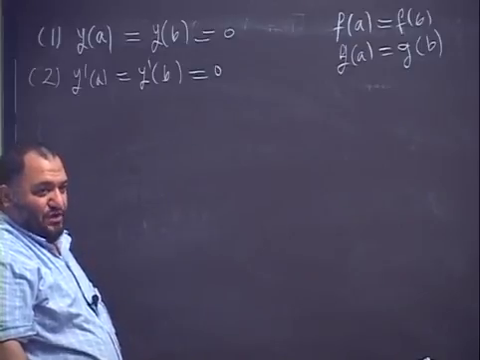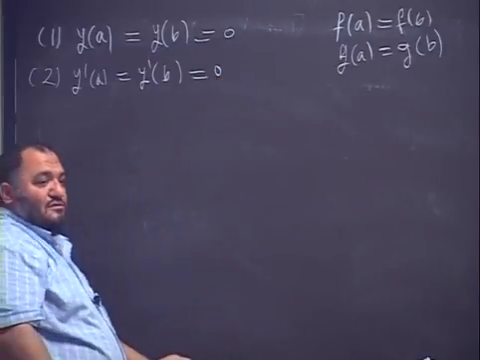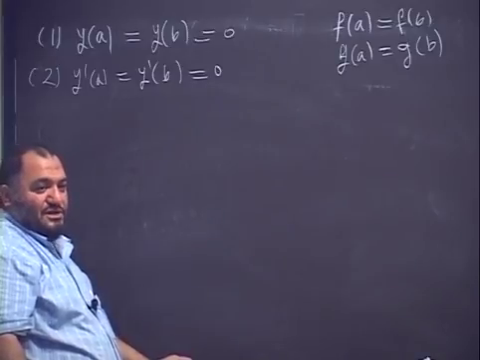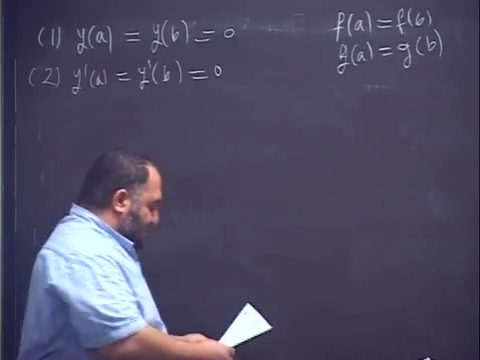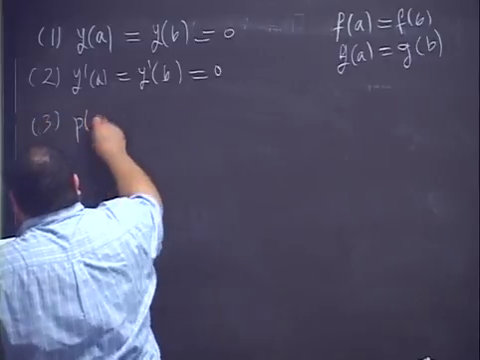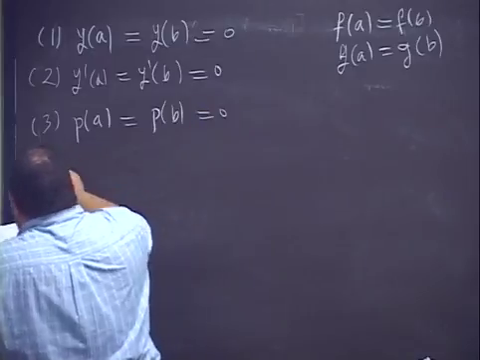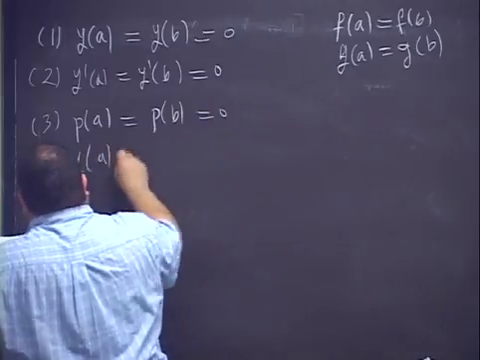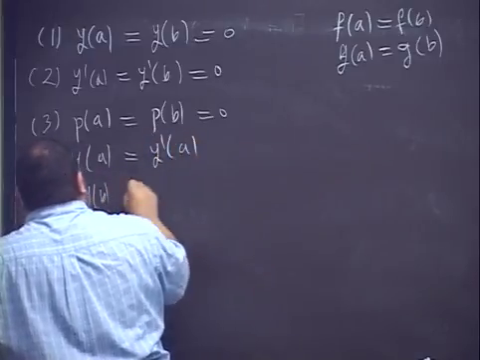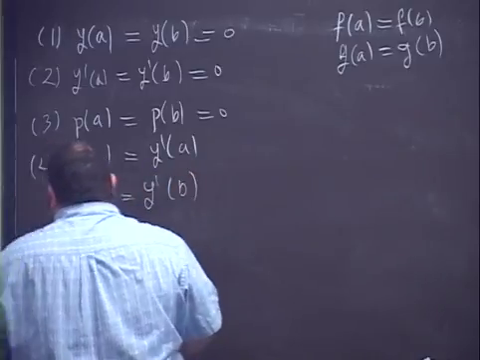For the Fourier series, but it was not equal to 0 for what? For the cosine term. It was not equal to 0, it was equal to 0 for what? For the sine term, for example. And you might also have it like P of A equal to P of B equal to 0. You might have it Y of A equal to Y prime of A and Y of B equal to Y prime of B, for example.